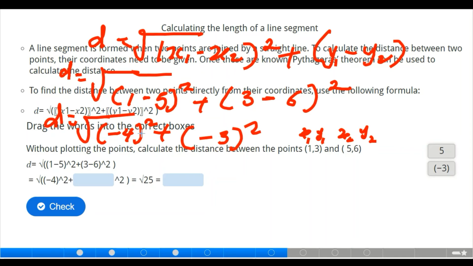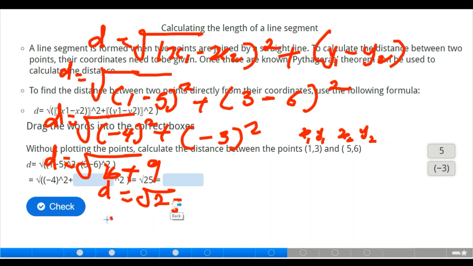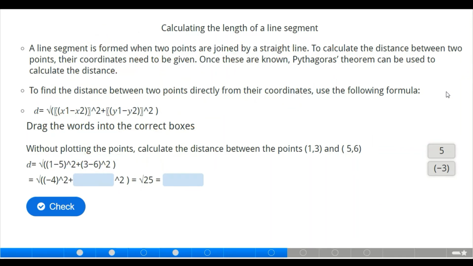Now minus 4 squared is going to give us 16. So we have 16 plus minus 3 squared, that is 9. 16 plus 9, what is that? 16 plus 9 will give us 25. And what's the square root of 25? The square root of 25 is 5. And we have already sorted out the solution here. So let's look at the activities. Having solved, what is missing here is 3 minus 6, which will give us minus 3.